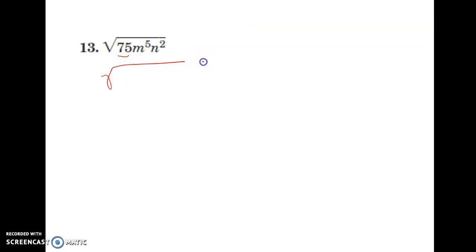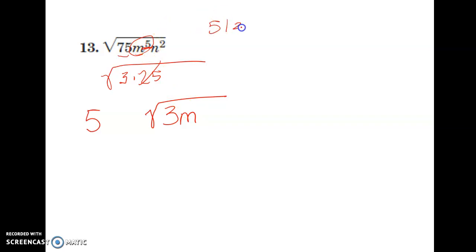Square root of 75, so this is 3 times 25, right? So the square root of 25 is 5. So we know that the 3 is going to stay behind. Let's take a look at this guy. M to the 5th is odd, all right? So I know that I'm going to have an odd m left behind because of the odd exponent. Divide 5 by 2, which gave me 2.5. So 2 m's are going to come out, but because it's odd, one guy stays behind. The odd man stays back.